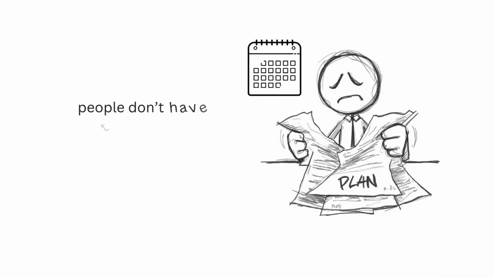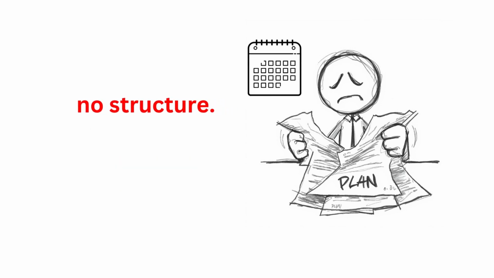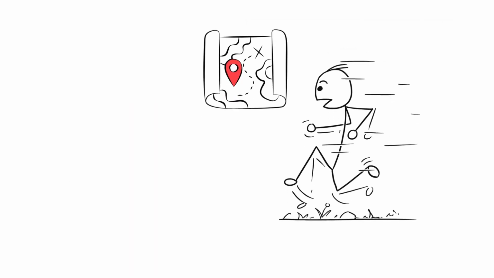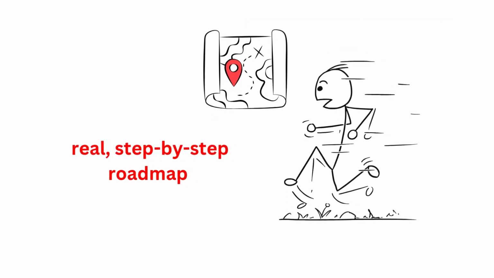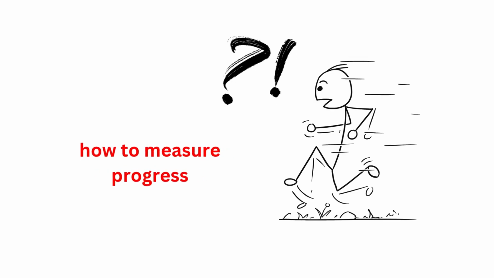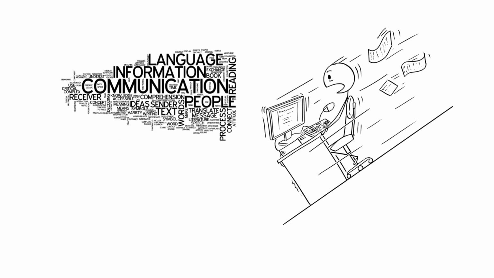The problem isn't that people don't have time or talent, it's that they follow unrealistic plans. They start with excitement, but no structure. So after 2 weeks, motivation dies and the dream fades. In this video, I'll show you a real step-by-step roadmap, what to do in each phase, how to measure progress, and how to stay consistent even when motivation drops. Let's start with setting expectations.